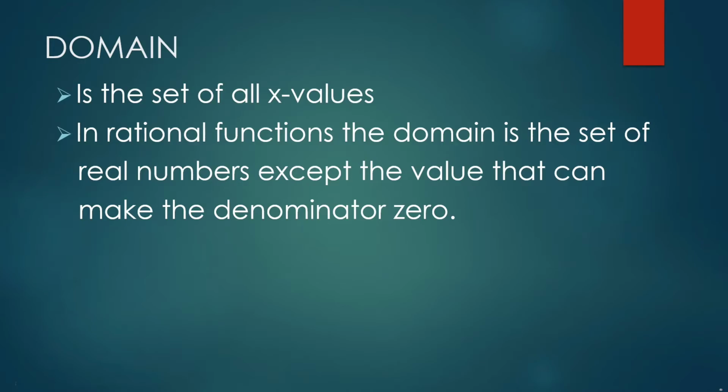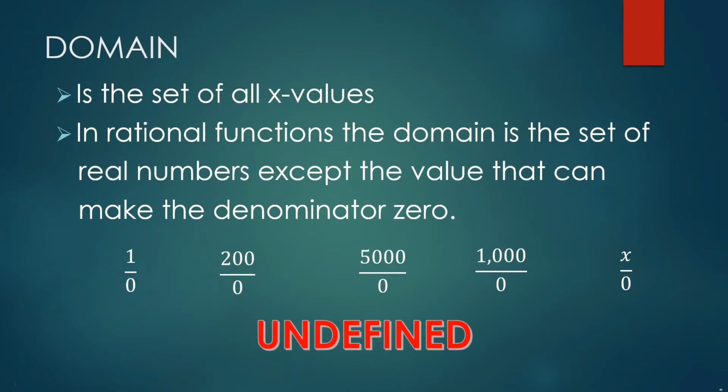Here are some examples. 1 over 0 or 1 divided by 0, 200 divided by 0, 5,000 divided by 0, 1,000 divided by 0, and x divided by 0. You may try to solve these in your calculators and you will see that it is indeed undefined.